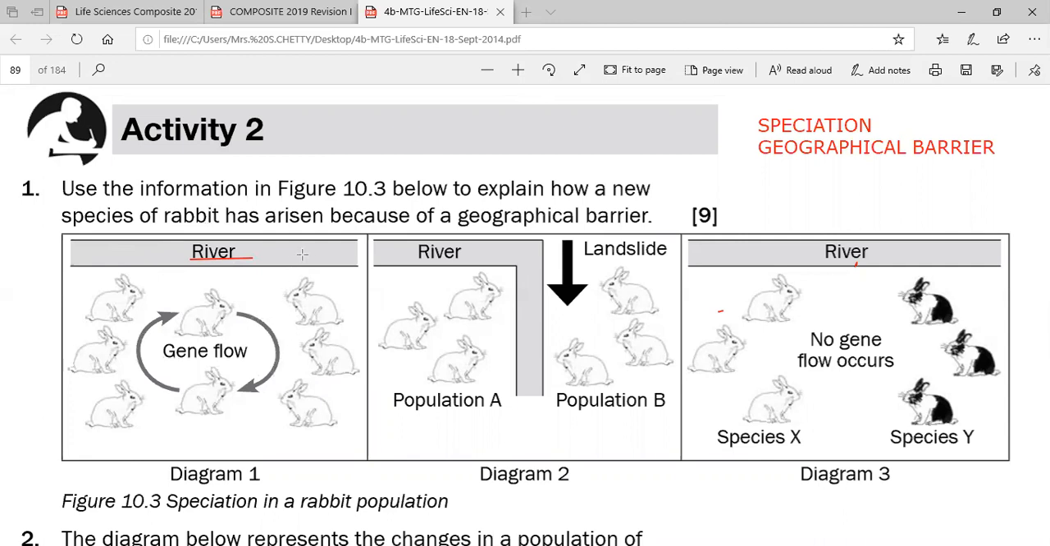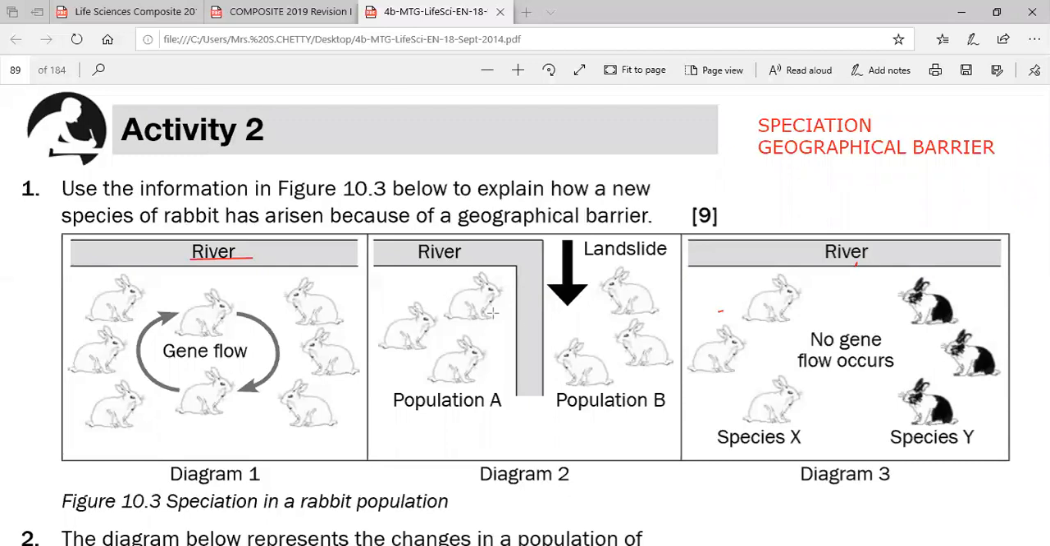And then what happened? There must have been some huge flood or something where the river now changed its course and flowed downwards, separating your original population into population A and population B. Are you with me? So a landslide occurred, huge flooding, a landslide occurred, and the river changed its direction. So the original population became split into two. Then natural selection occurred independently in both of those environments.